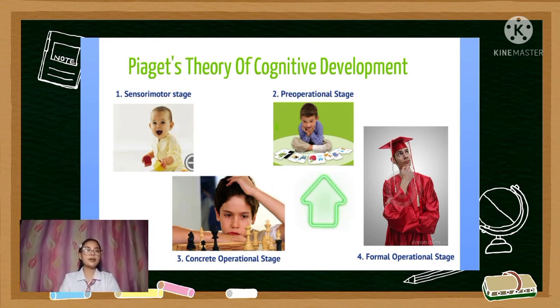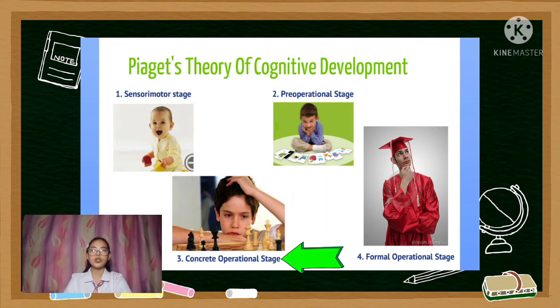The second one is the pre-operational stage. So this stage begins around age 2 as children start to talk and lasts until approximately age 7. So during this stage, children begin to engage in symbolic play and learn to manipulate symbols. The third one is the concrete operational stage. So the child is now mature enough to use logical thought or operations but can only apply logic to physical objects.